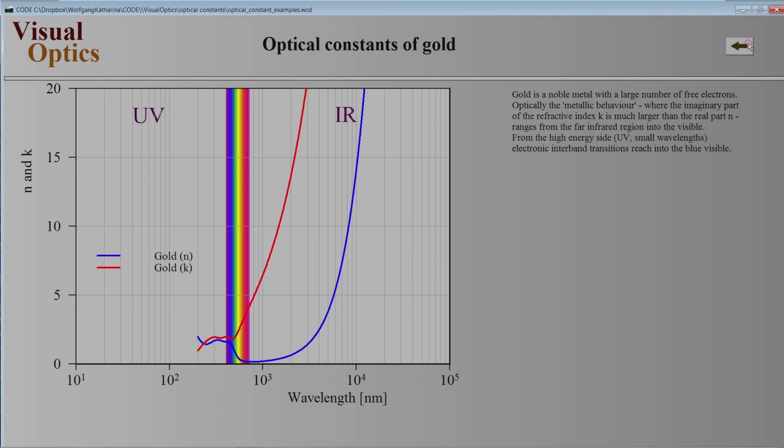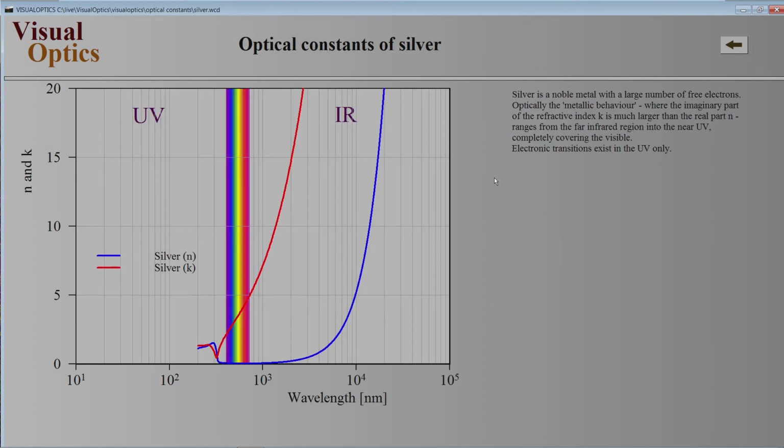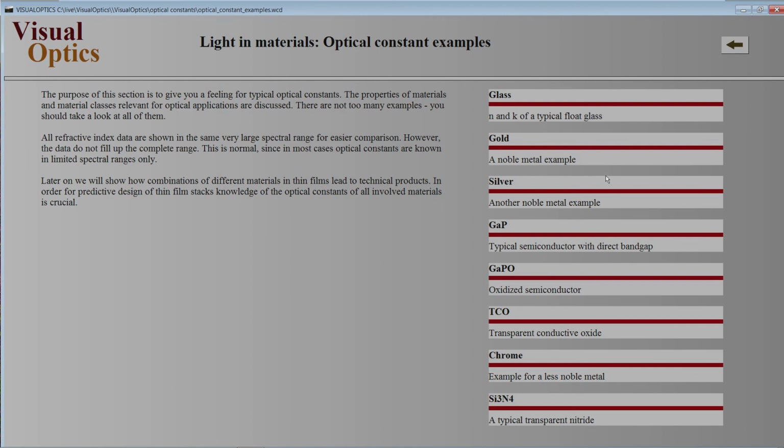In the case of silver, that I mentioned before, the metallic behavior extends nicely to the ultraviolet, and here around 300 nanometers we have the first interband transition that is really dominant, but otherwise we see pure metallic-like behavior of this noble metal, silver. Okay, this was the discussion of typical materials.